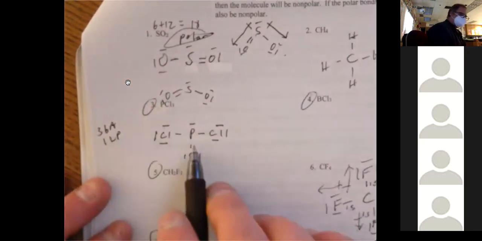With that, can somebody give me the shape of PCl3? How about the bonded atoms to the central atom? How many bonded atoms are there on the central atom? 3. Very good. We have 1 lone pair and 3 bonded atoms. So this is trigonal pyramidal. What's the angle for that? Very good.